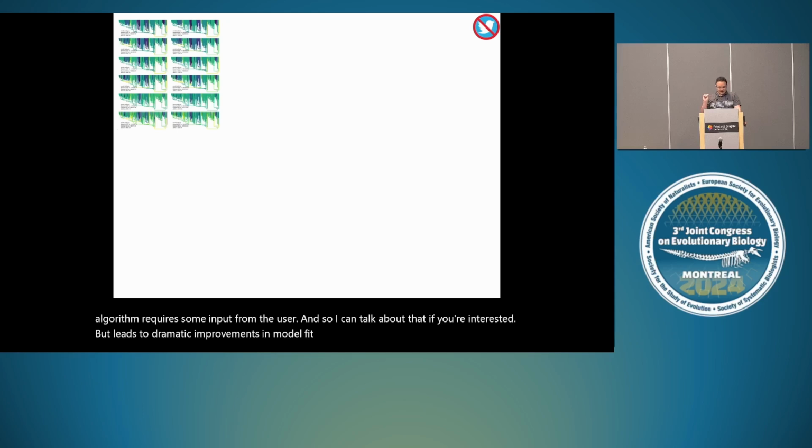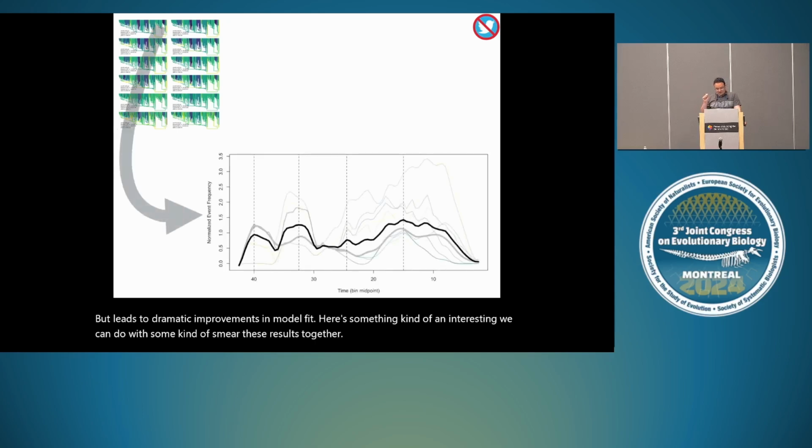Here's something kind of interesting that we can do. We can smear these results together and look at the frequency of these shift events that we're detecting through time, controlling for the number of lineages, as a sliding window. And when we do this, we find that there are these really interesting peaks in the frequency of these shift events that we're detecting.